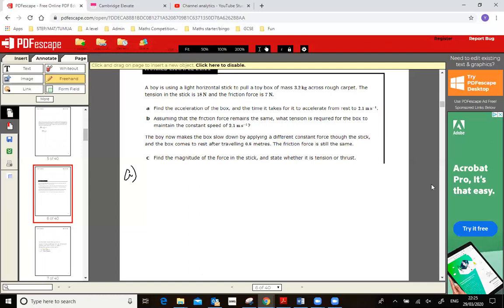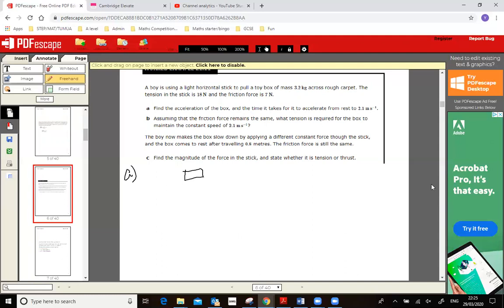Part A. So let's think what the diagram will look like. Again, let's use a little box to represent the situation, in this case the toolbox. So what do we have? Well, here it says the boy is using a light horizontal stick to pull the toolbox. The tension in the stick is 18 Newton.